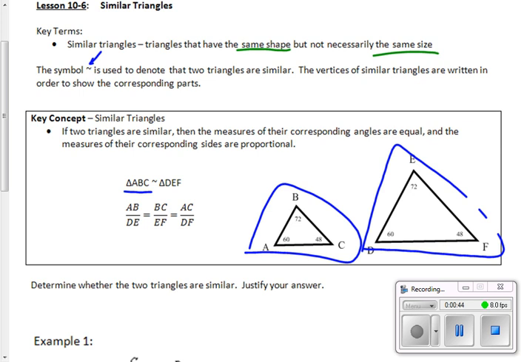Now when you do the corresponding pieces, this is saying AB corresponds with DE. Notice it's going in that same pattern. It's not corresponding to ED, it's corresponding to DE. A corresponds with D, B corresponds with E.